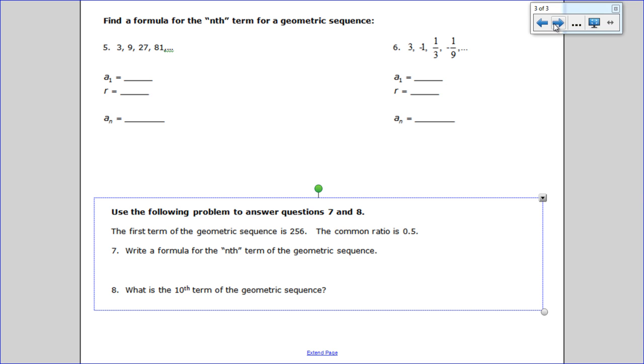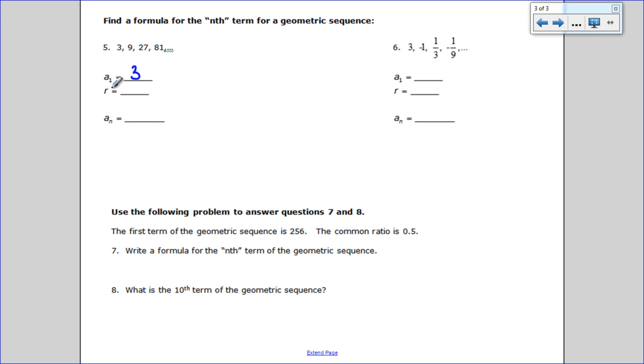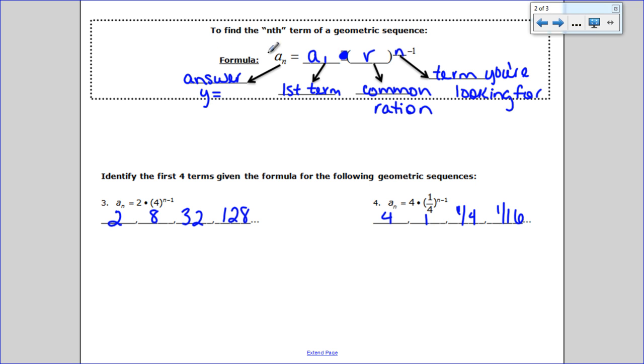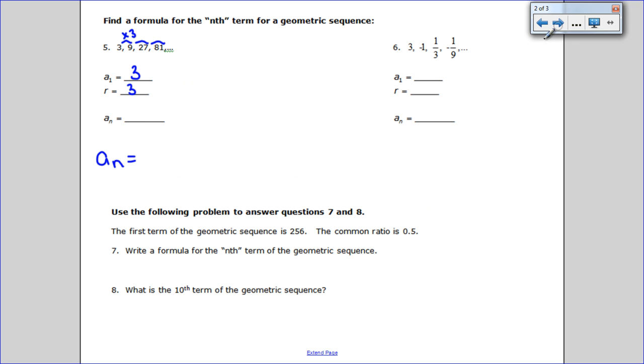The first thing we need to do is identify some stuff. So a sub 1 is our first term, which in number 5 is a 3. The common ratio that we are looking for, we did this one a minute ago, is times 3. So the r is 3. And the a sub n is what we're getting ready to find. So we're going to do a sub n is equal to, and we're using this formula from right here. It's a little simpler than yesterday, but not so much. A sub 1 is 3 times, the common ratio is 3 to the n minus 1.